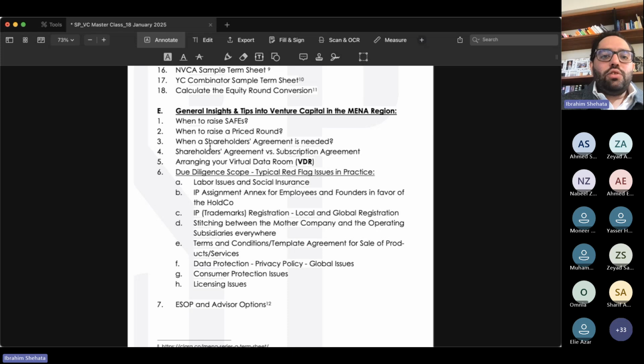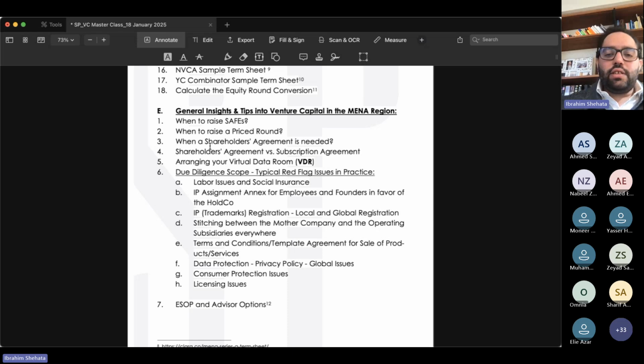When to raise a priced round: usually you raise a priced round when you go to venture capital funds. They need to do it through a priced round. So usually that's when you do a priced round. Angel investors don't care much about priced rounds, so that's helpful.